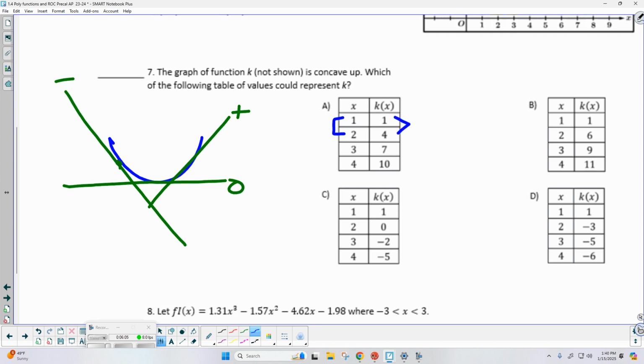So 4 minus 1 is going to give me 3. 7 minus 4 is 3. 10 minus 7 is 3. Well, the slope isn't increasing or decreasing. It's just constant. So I know that can't be the set of data.